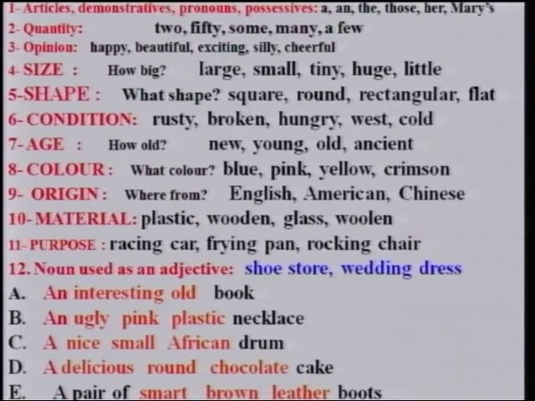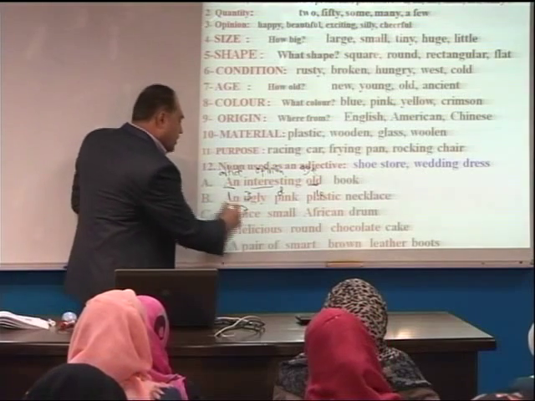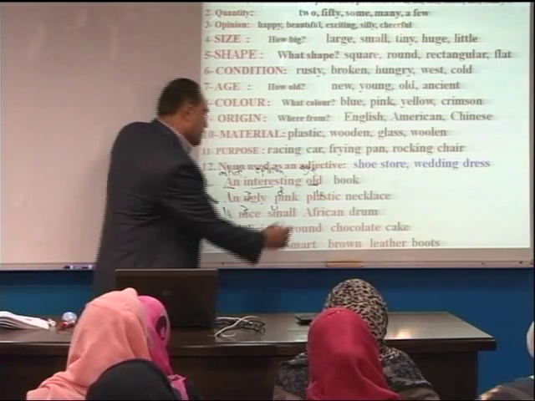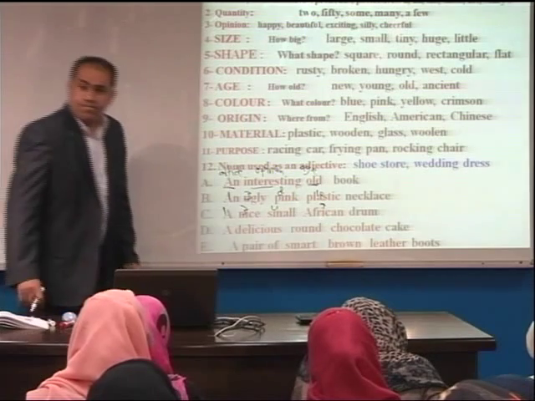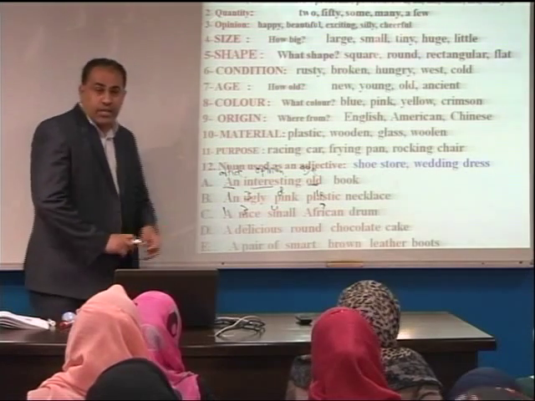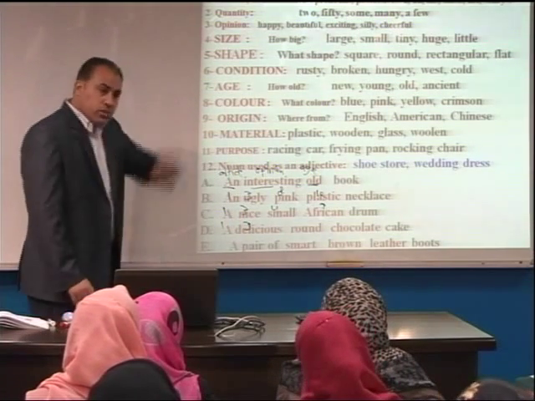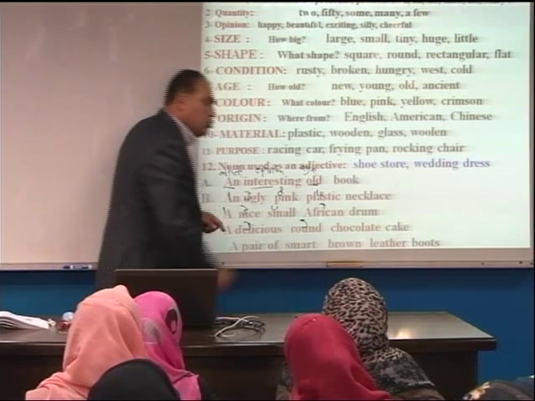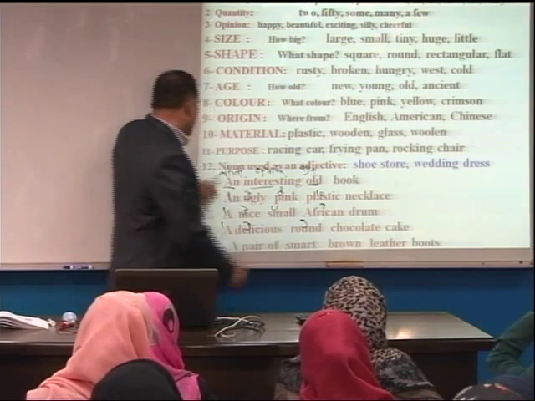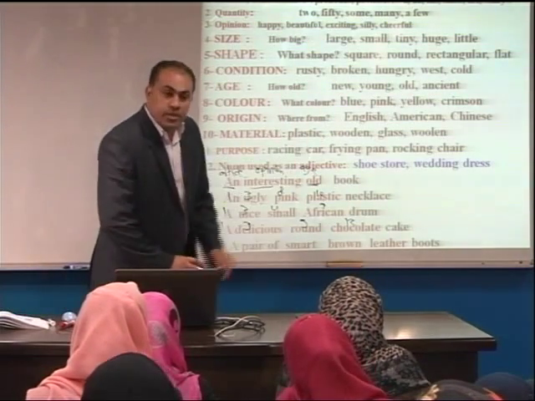See number C. A nice small African drum. So we have article number 1, nice, opinion, small, number 4, African is the origin, and it's number 9. Yes. All right. Let's see the second class. A delicious round chocolate cake. A is number 1, delicious opinion, number 3, round shape, number 5, and chocolate is a noun functioning as an adjective, so it is number 12. So we have article, opinion, shape, and noun functioning as an adjective.